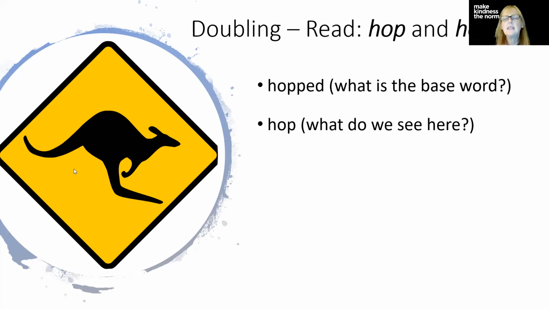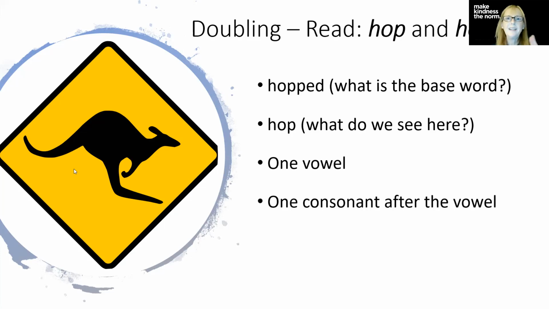Look at the word hop. We have the consonant that starts the word, but we're not even concerned about that. We see one vowel, the O in the middle. We see one consonant after the vowel. We're always looking, in this case, at what comes after the vowel. And only one letter, P, which is a consonant, comes after that vowel. Then we're going to double the consonant. So we have these rules.